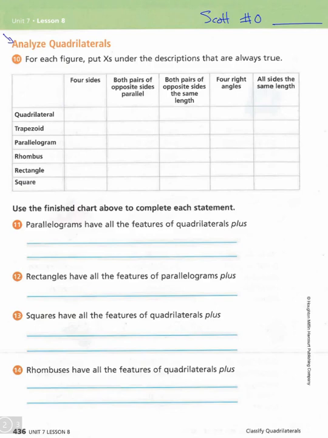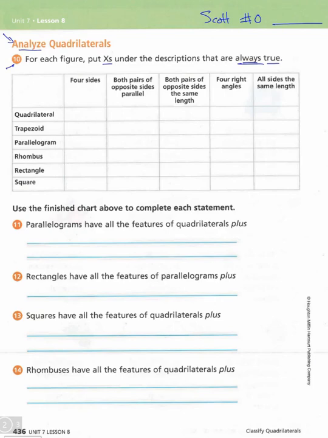Alright, so right here, this word says to analyze quadrilaterals. So analyze means to look closely at the different aspects of quadrilaterals, okay? And then number 10 says, for each figure, put X's under the descriptions that are always true. Always true. So we're going to put X's underneath descriptions that are always true.